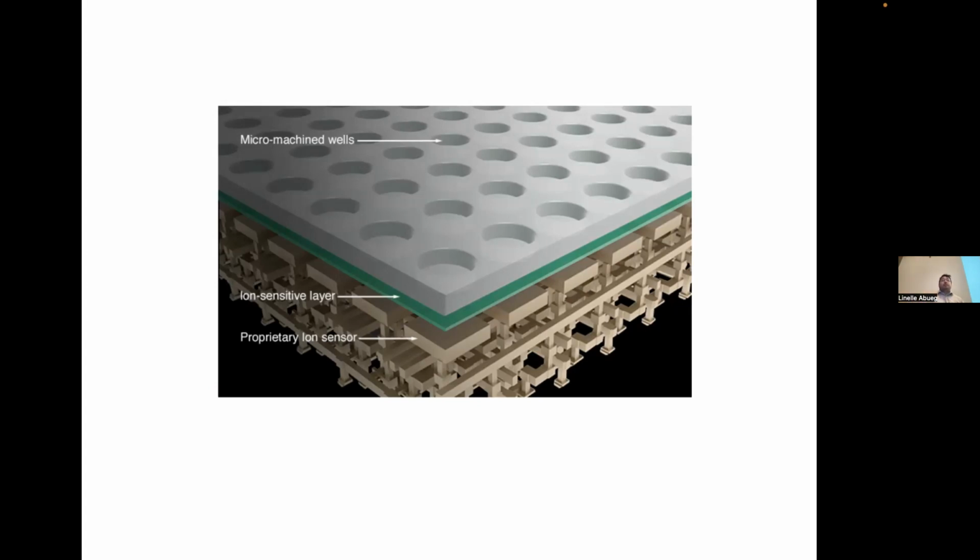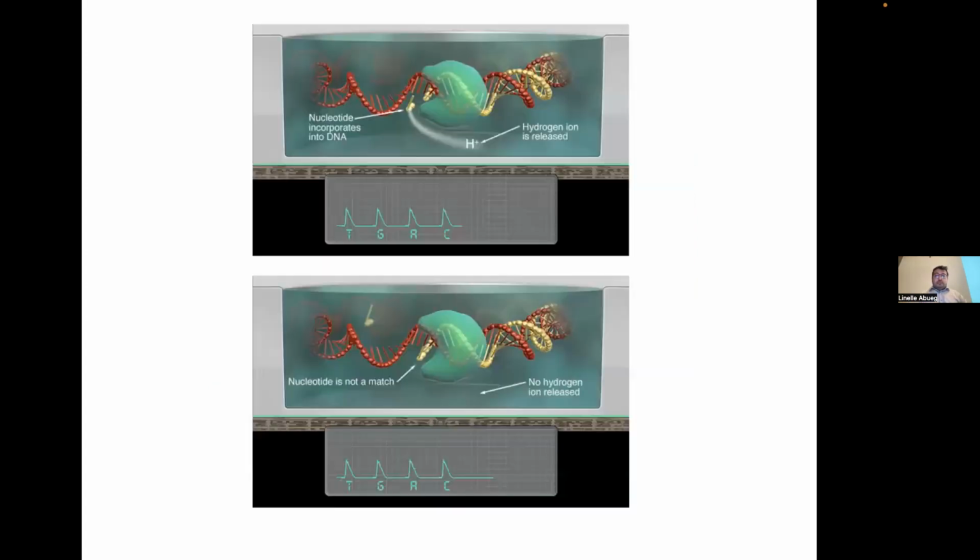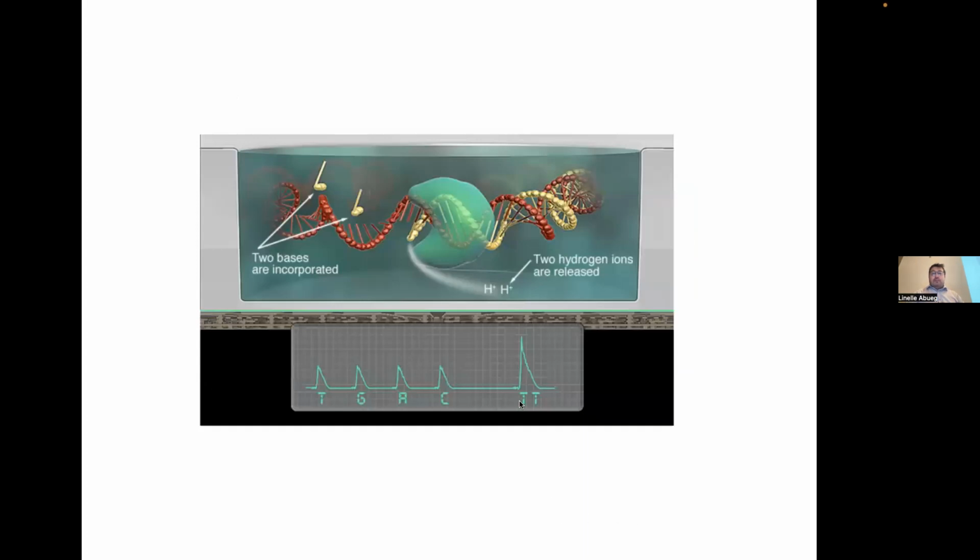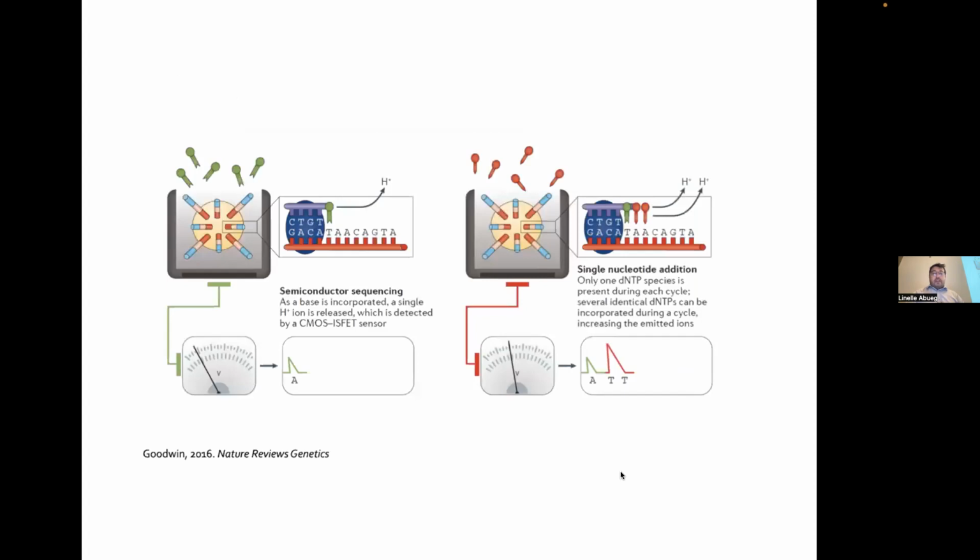Homopolymers are more complicated to sequence. So here, that's a graphic to explain exactly. So you incorporate, release a proton, and you can measure intensity of the proton levels. And if you have 2 T's in a row, intensity is double. Another way to look at it, I mean, it's the same thing. So it was pretty good at the time. Actually, it was very competitive against Illumina, and it was equivalent to Illumina at the time.